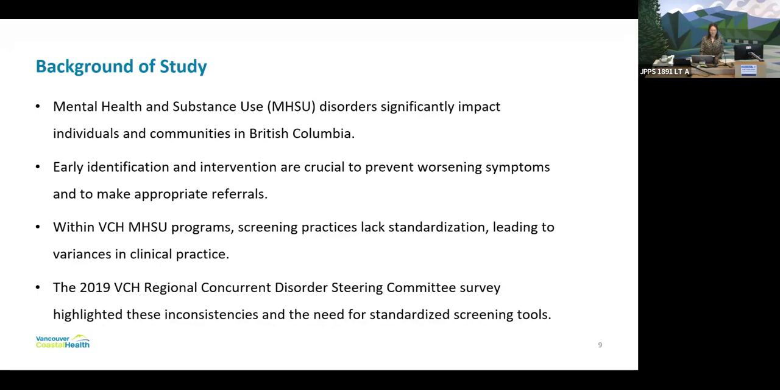In 2019, there was a regional concurrent disorders steering committee, which had a survey, and they reached out to acute, community, and tertiary settings to find out what screening tools may be utilized or what their screening practices were. And the survey highlighted these inconsistencies and the need for standardized screening tools.